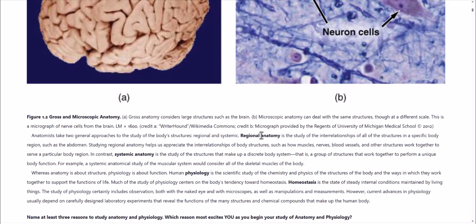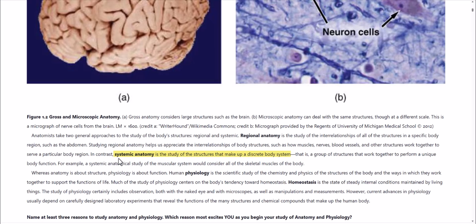Now, we can also divide anatomy up in a couple different ways. The way this book is arranged and the way that you'll be learning it this semester is systemic anatomy. That is, we will be learning the pieces and parts that make up each of the systems, the body systems.